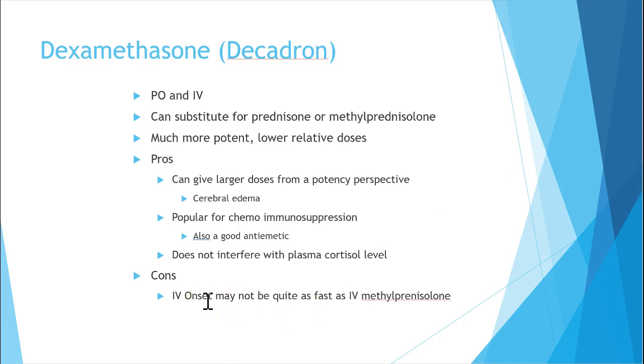Cons, the only con with it is that the IV onset is not quite as fast as methylprednisolone. So if you're in a situation like in the emergency department and you've got a patient coming in with an asthma exacerbation where they need IV corticosteroids now, you're going to always use methylprednisolone because it's got a faster onset than Decadron. Decadron, or dexamethasone, I should say, is not incorrect, but methylprednisolone is the preferred drug in those situations for the most part.